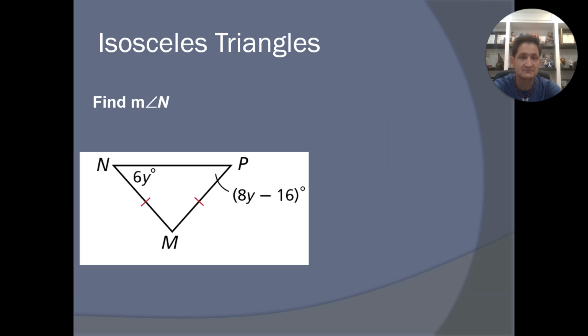Okay. One more. Pause. Go. Yes. You're just going to set them equal to one another. That's correct. Again, it's an isosceles triangle. I know that because there's tick marks. An isosceles triangle has two congruent sides and two congruent angles, the base angles, which in this case are the angles at N and P. So those two expressions, 6y and 8y minus 16, are set equal to one another.